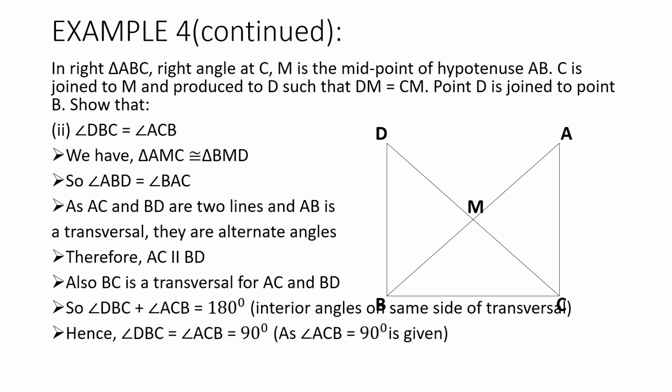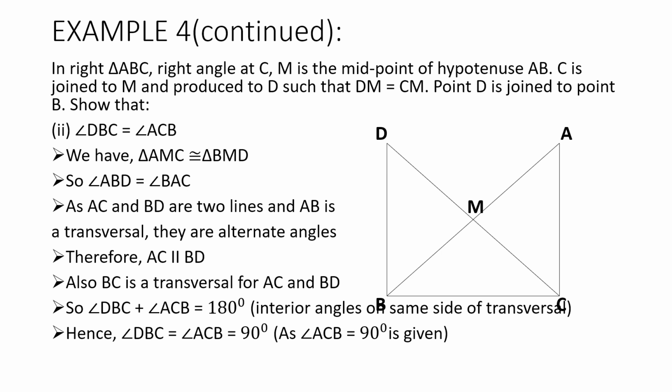Now the second part, we have to show that angle DBC is equal to angle ACB. Now from the first part, we already have triangle AMC is congruent to triangle BMD. So its corresponding parts will be equal. Now you can see that angle MBD, that is same as angle ABD. So instead of angle MBD, I am writing angle ABD. And similarly, instead of angle MAC, I am writing BAC. So both these angles will also be equal.